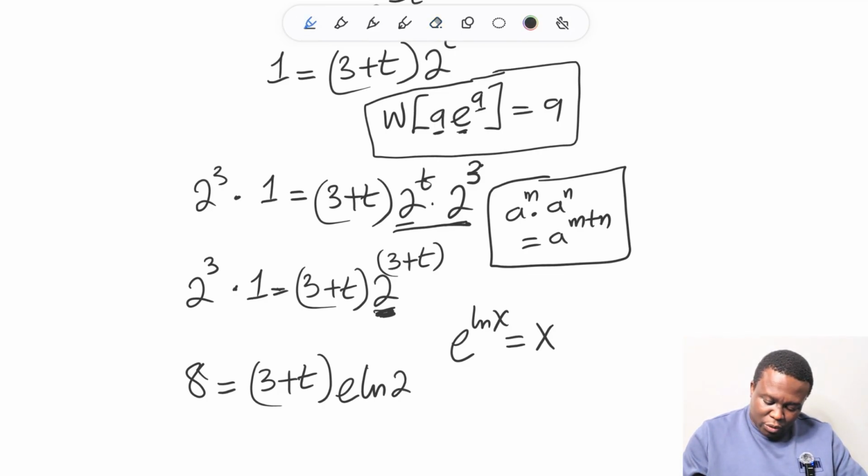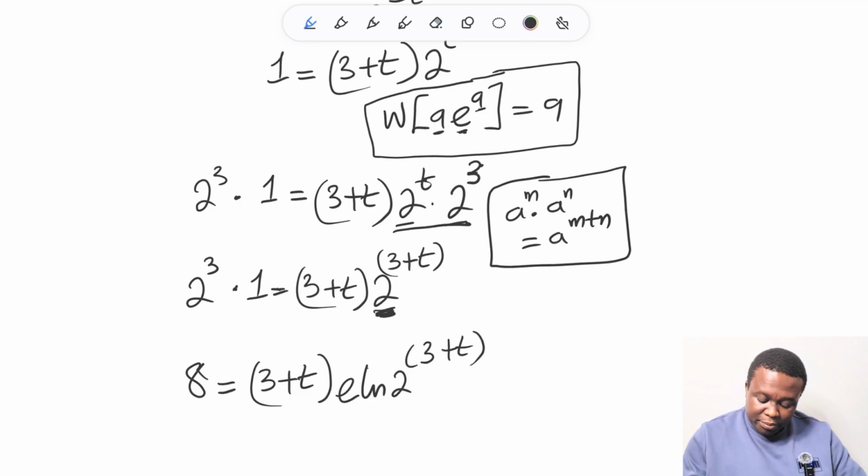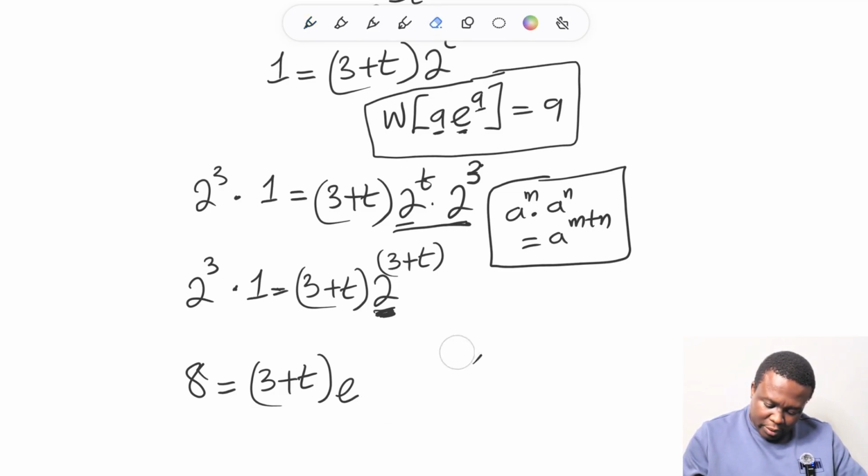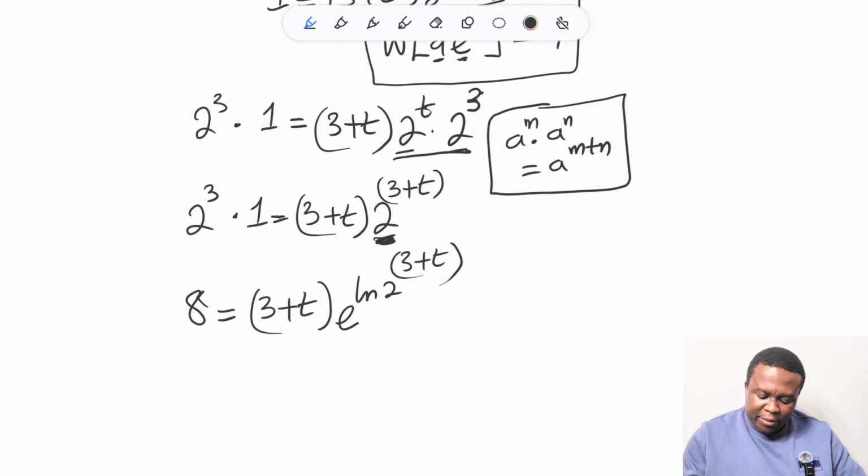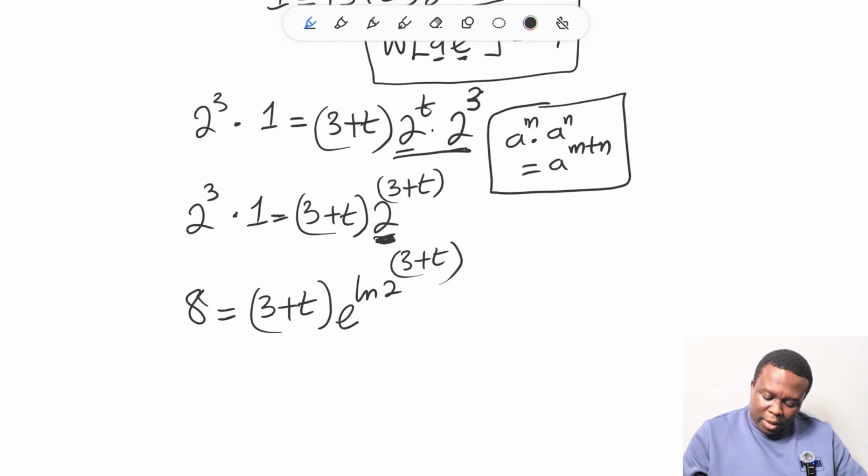Ln of 2 raised to the power 3 plus t. So we write that. Ln of 2 raised to the power 3 plus t. Yeah, that's looking better. And here's our formula here again.